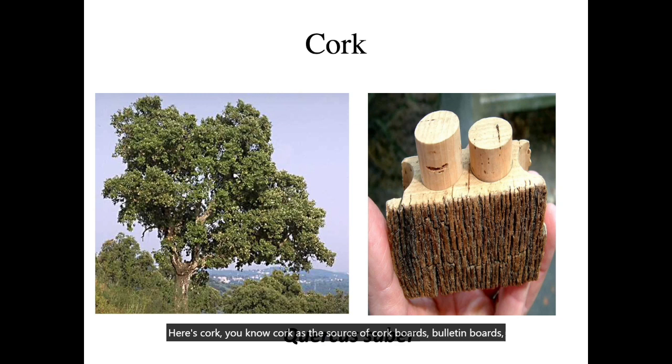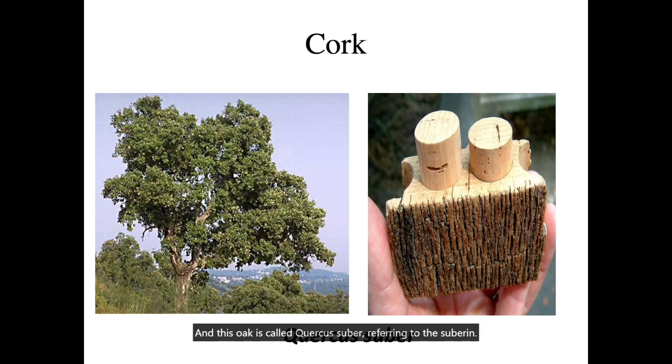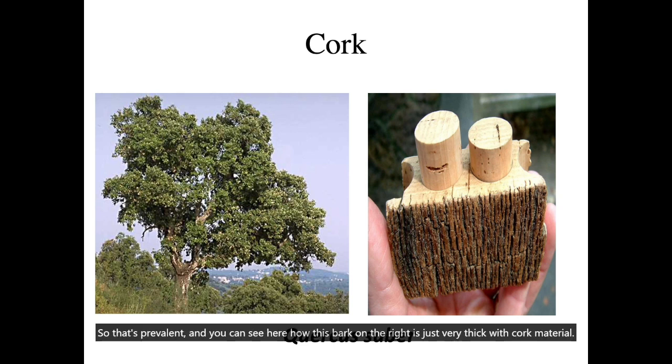Here's cork. You know cork as the source of cork boards, bulletin boards. You also know cork as the source of wine bottle stoppers. And cork is filled with a wax. So if you've ever taken stoppers for wine bottles and boiled them, you will find that the kettle you boil these in will be covered with wax, and that's because of the wax that's in these cells. This is called suberin, and cork is produced in great quantities by an oak that's common in Portugal and nearby areas, and this oak is called Quercus suber, referring to the suberin that's so prevalent. And you can see here how this bark on the right is just very thick with cork material.